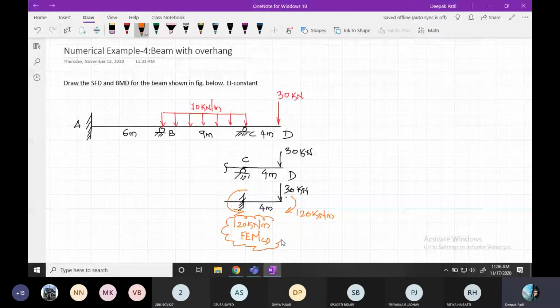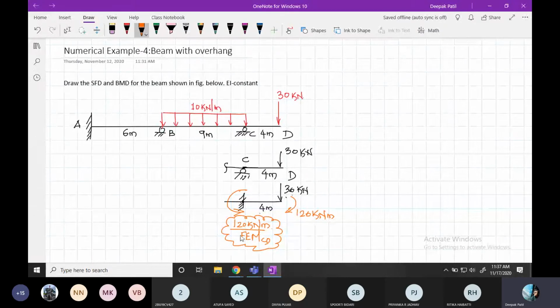So once it is done, I can call this the fixed end moment CD, which is equal to 120 kilonewton meter, and it is in the anti-clockwise direction. So we have to take care of this while writing in that moment distribution table, and I will tell you how to do that. So whenever there is an overhang, you have to find this fixed end moment, and you have to take this in the moment distribution table.